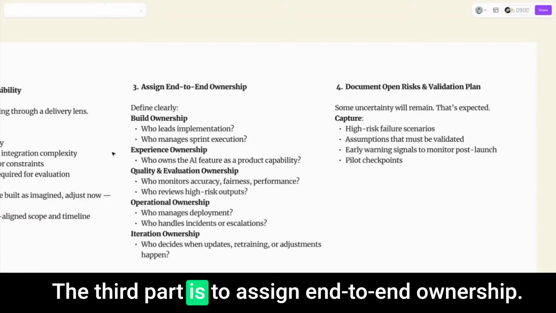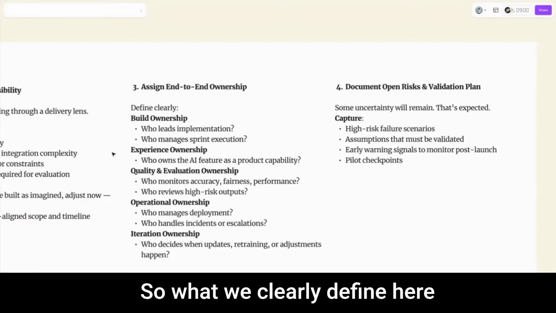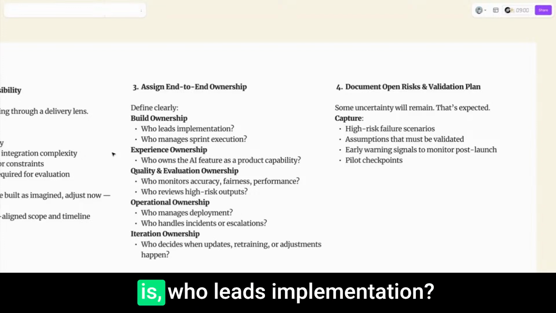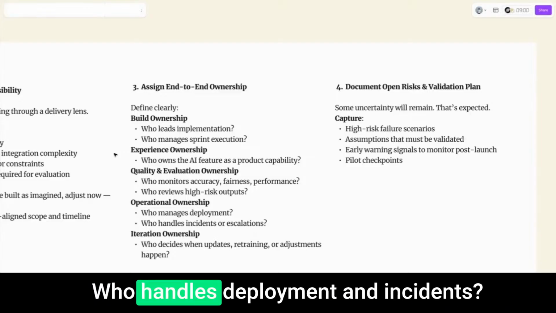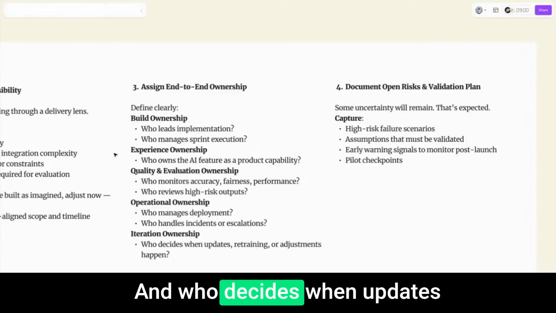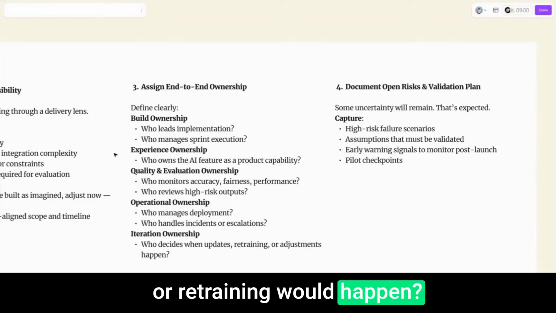The third part is to assign end to end ownership. So, what we clearly define here is who leads implementation, who owns the AI feature as a product capability, who monitors quality and risk, who handles deployment and incidents, and who decides when updates or retraining would happen.